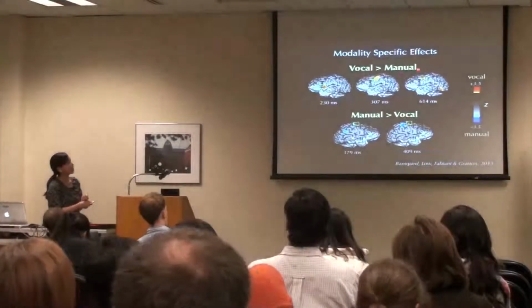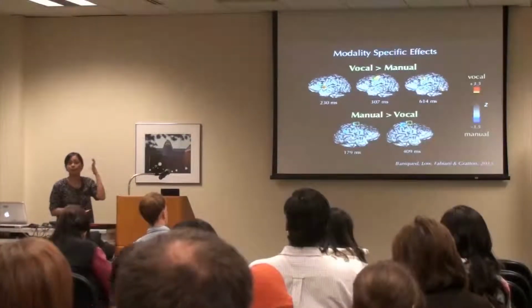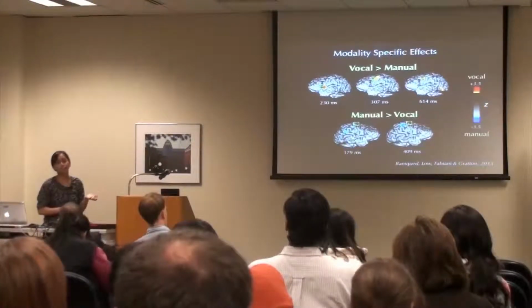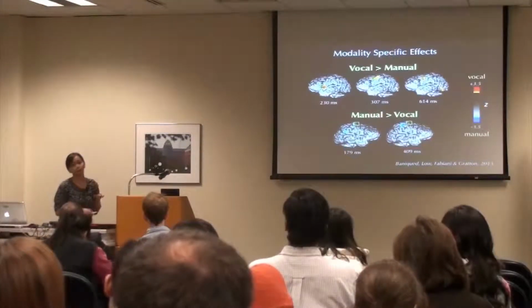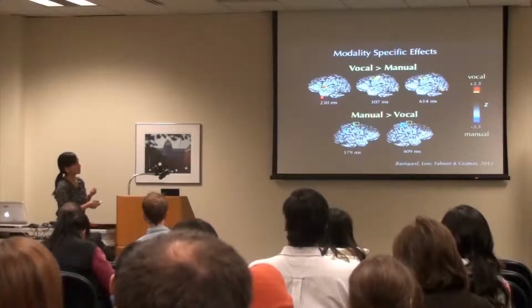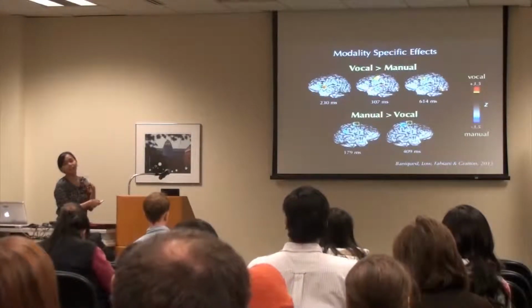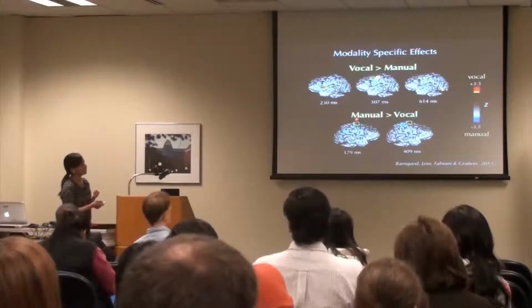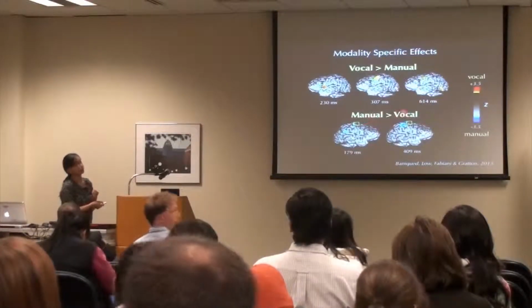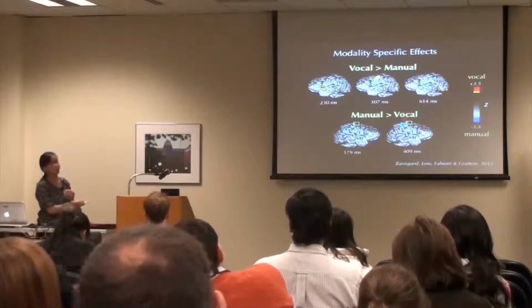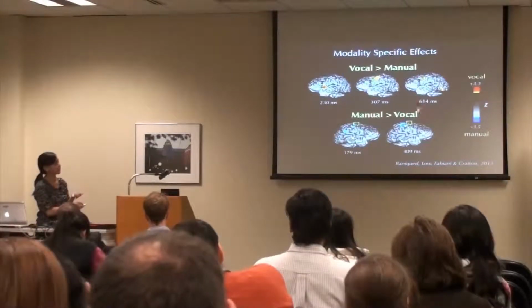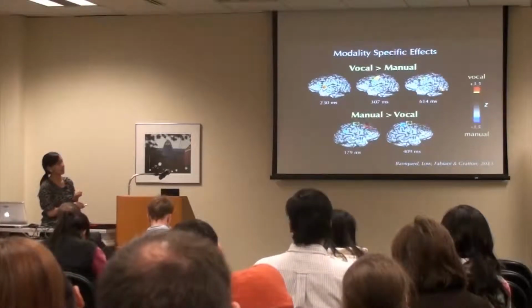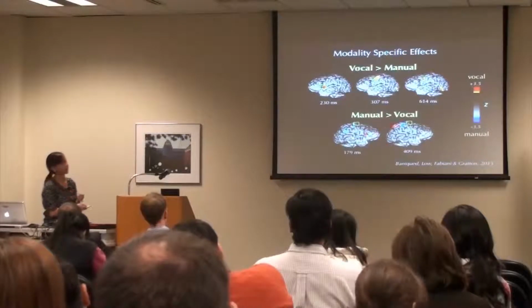So in red right here are regions in the left hemisphere of the brain that in previous literature have been shown to be important for speech production. So here we have Broca's area, and then here we have the mouth area of the motor cortex. And similarly, when we look at manual versus vocal, in blue are regions that are greater for manual responses versus vocal responses. And here we see priming in the hand area of motor cortex.